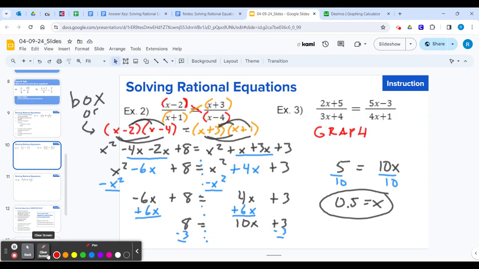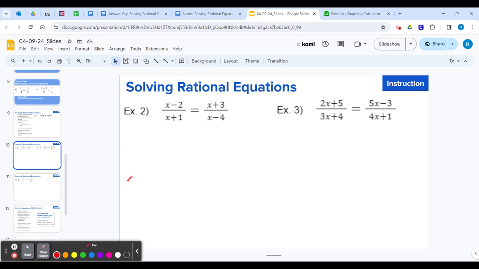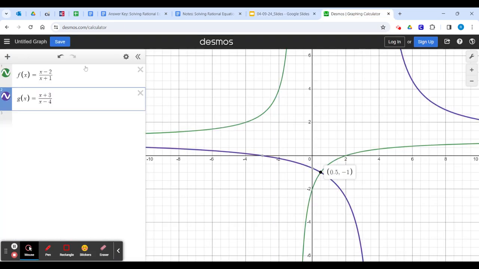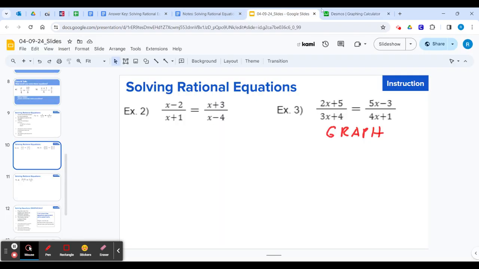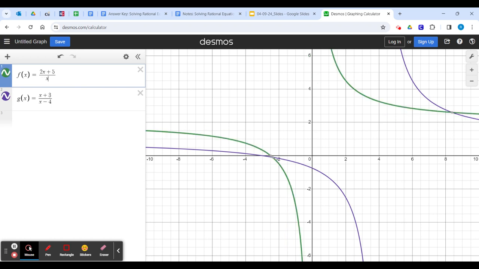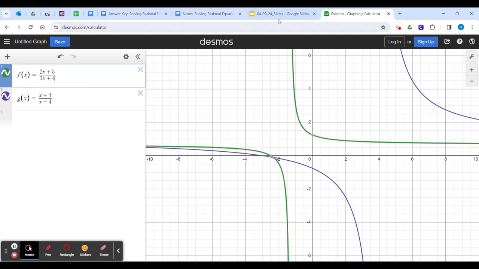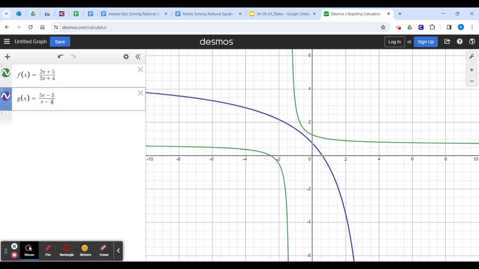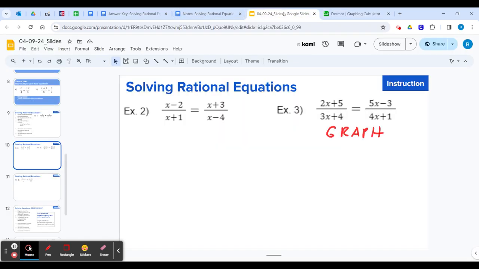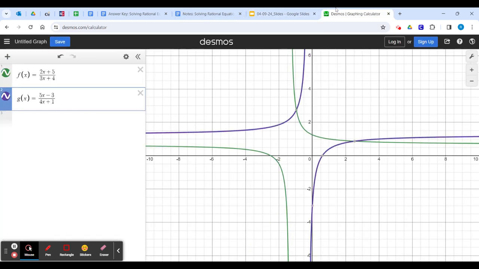Now, we told ourselves we were just going to graph for example 3. So make sure to split that into two different sides here. On the left side, we have 2x plus 5 divided by 3x plus 4. And on the right, we get 5x minus 3 divided by 4x plus 1.